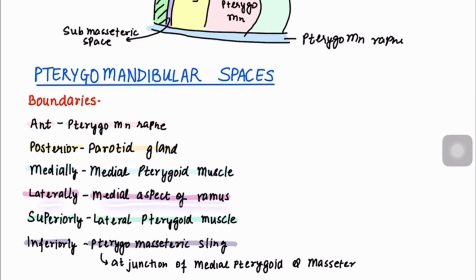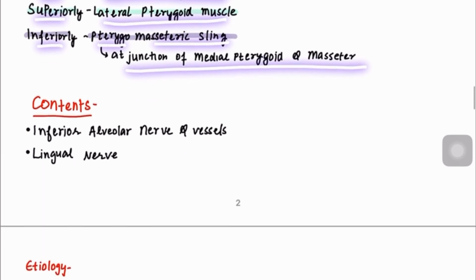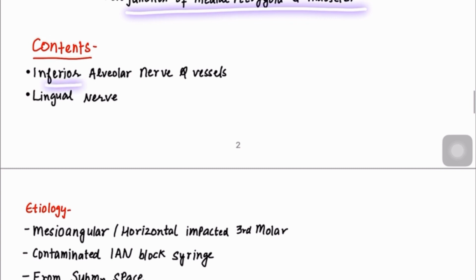the ramus. Superiorly, there will be lateral pterygoid muscle, and inferiorly, there will be pterygomasseteric sling at the junction of the medial pterygoid and masseter. The contents of the space are inferior alveolar nerve and vessels and lingual nerve.